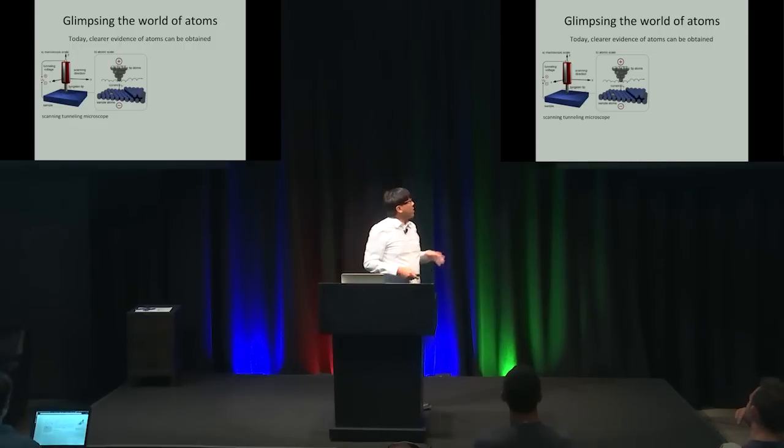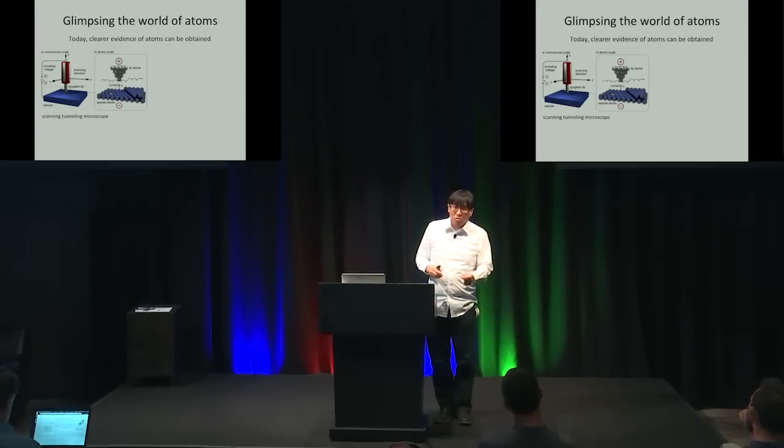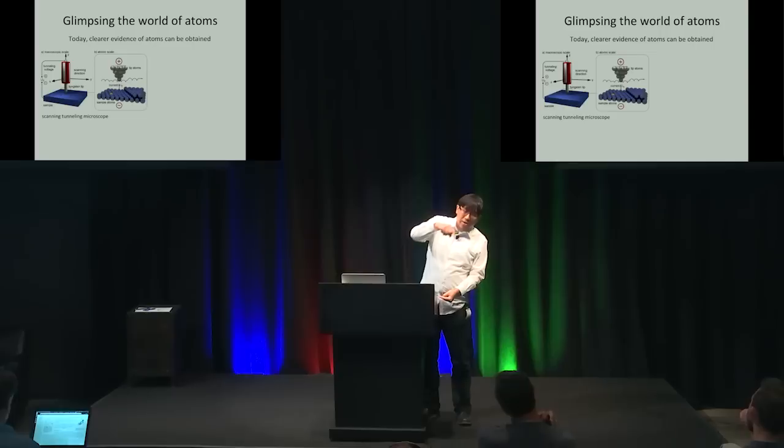And the way you use this microscope is you attach it to a material. So you attach one end of the wire to the material, and you take the other end and bring it around and bring the tip all the way down to the surface of the material.